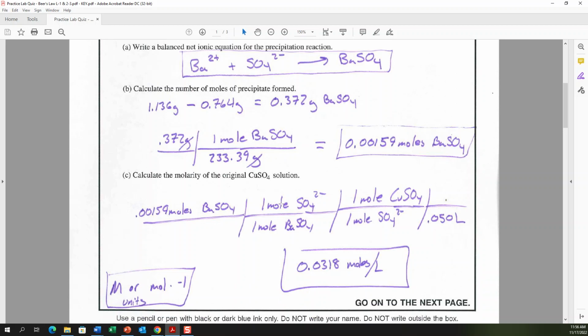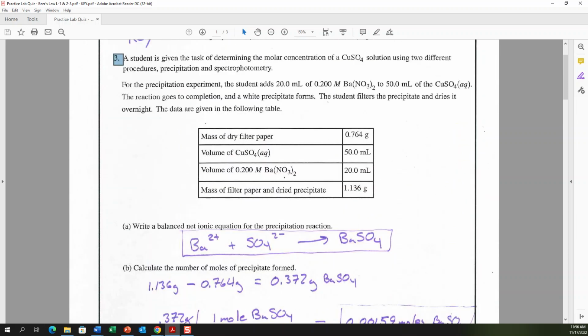So it's a 1-to-1 ratio. So the moles of barium sulfate equals the moles of copper sulfate you had, because there's 1 mole of sulfate for every 1 mole of barium sulfate, and there was 1 mole of copper sulfate for every 1 mole of sulfate. And then to get the molarity, we take moles of copper sulfate and divide by the volume of the solution that was tested, and the volume of the solution that was tested was 50 milliliters.